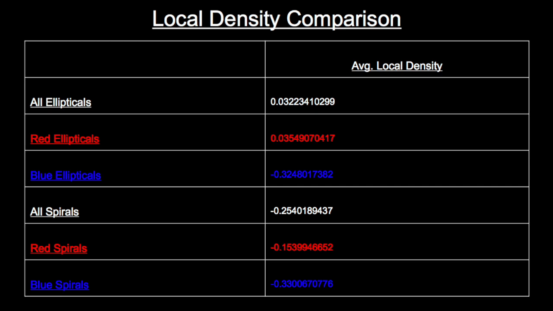This suggests that galaxies located in less dense areas tend to have more high-mass blue stars, since there is less gravitational interference from other galaxies to prevent higher-mass stars from forming.